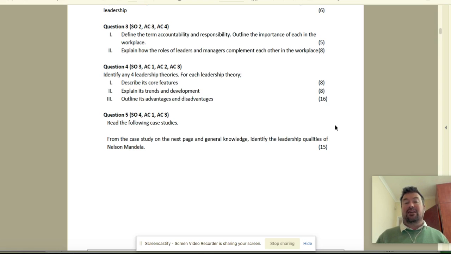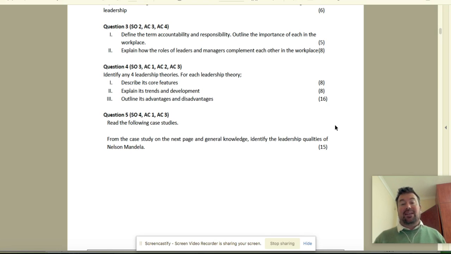Then explain the roles of leaders and managers and how they complement each other. Now, we've looked at it and we said you need to have leaders and you need to have managers. Why do we need both? And a lot of that is spelt out on page number 42 and the section that is before that, but that's going to help you to crystallize your thinking.